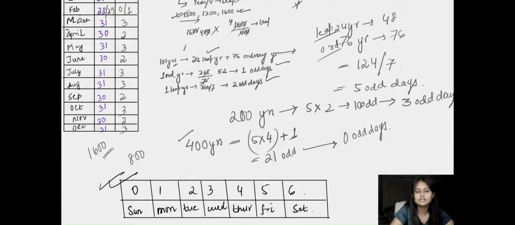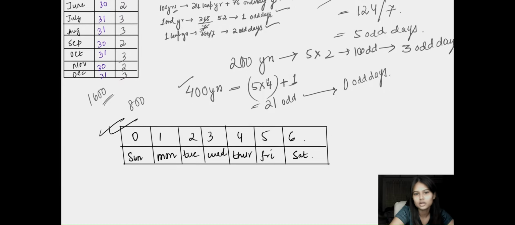We'll solve and we'll get a number of odd days, like 2 odd days or 3 odd days. If we get 2 odd days, we'll choose Tuesday. All right. So this is how we're going to go.